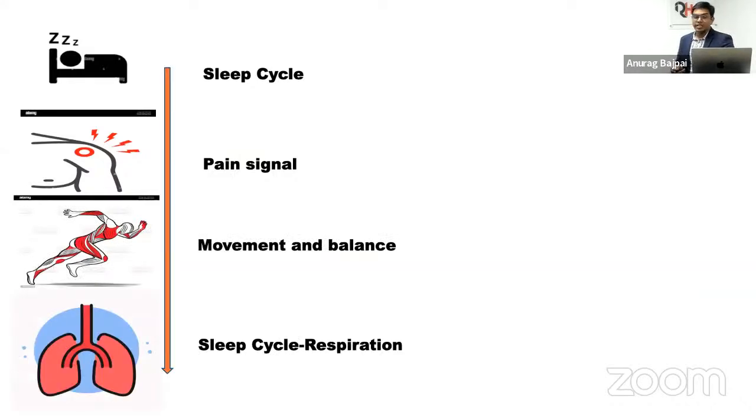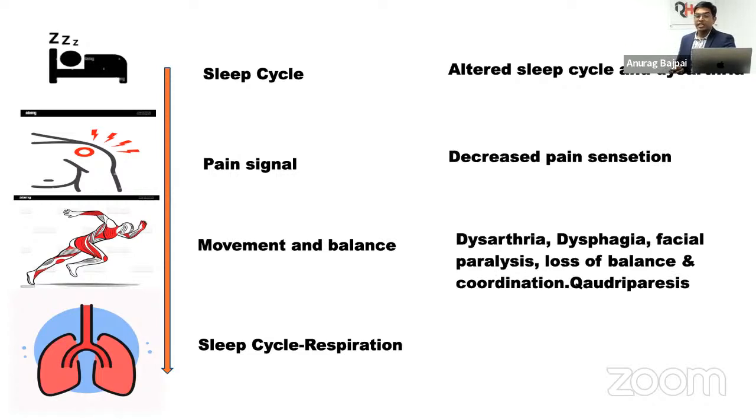So if the pons is affected, what are the main symptoms? The patient may develop an altered sleep cycle followed by dysarthria with decreased pain sensation. And if we don't treat, then involvement of the corticospinal and bulbar tract will occur, and it causes dysarthria, dysphagia, facial paralysis, loss of balance and coordination, and finally quadriparesis. And finally, there is the locked-in state, where the patient is in a locked-in condition. The patient will basically be looking to one side. You will feel that there is sensation, but they are not responding.